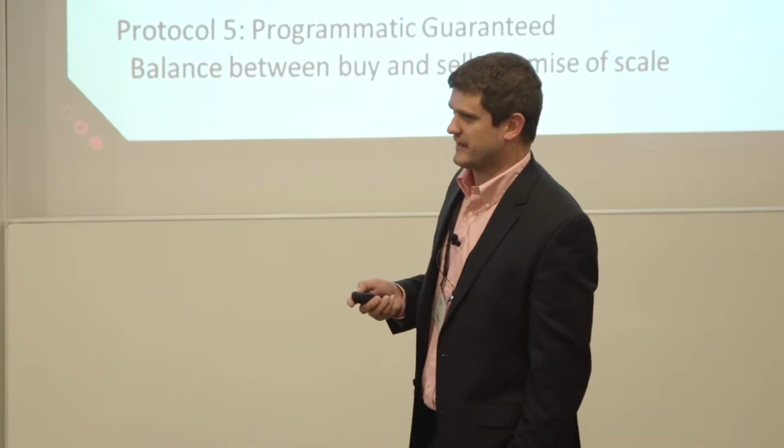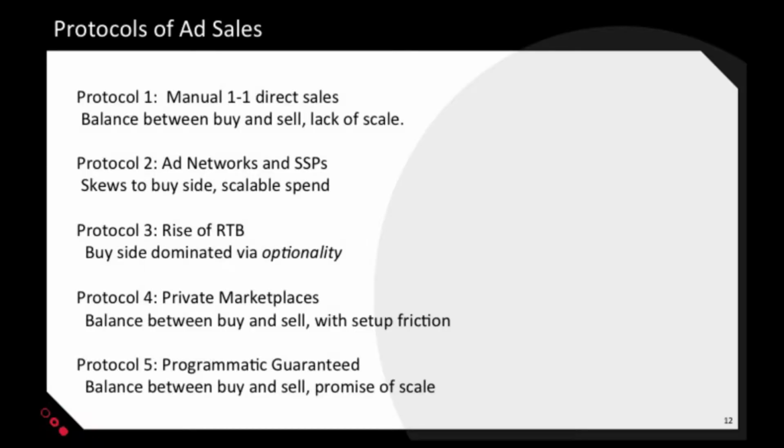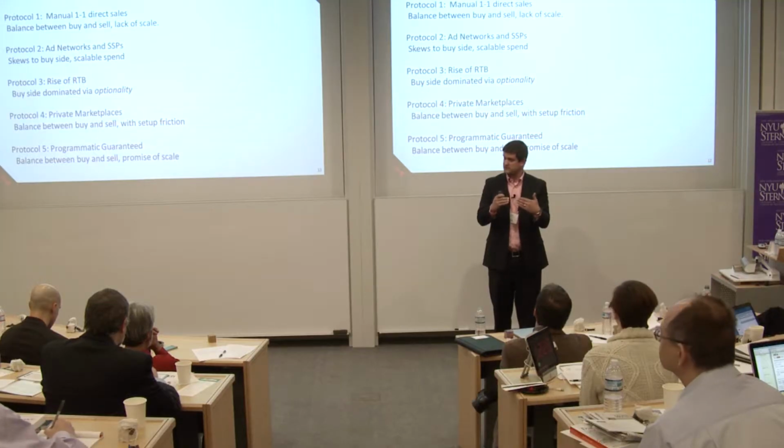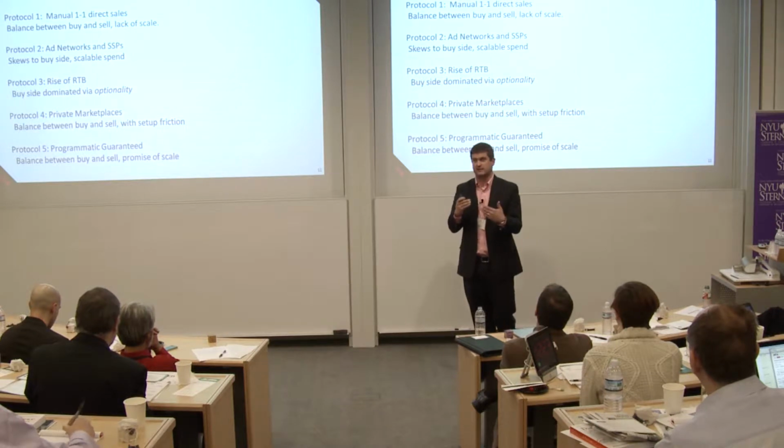So let's talk about protocols of ad sales. These are human protocols of buying and selling. The first kind of protocol is manual one-to-one direct sales. If you're running a website, you have inventory to sell, placements on your site to sell ads. You will negotiate one-to-one with an advertiser for some volume of ads at some price, and you make a deal. That is a cooperative negotiation. It proceeds over many days, and you agree upon a price and a package, and it's a conversation.